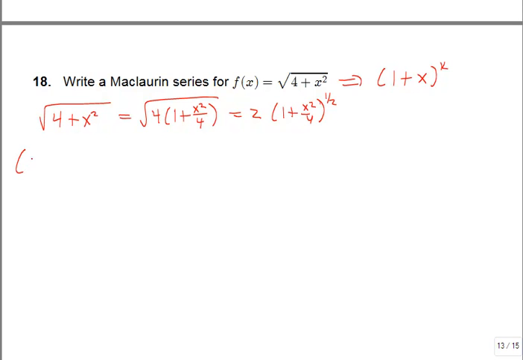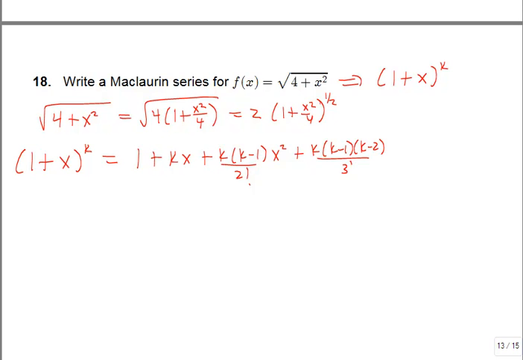So here was the formula we just generated in the last example. The power series for a binomial, (1 plus x) to the k, is 1 plus k times x plus k times (k minus 1) over 2 factorial times x squared plus k times (k minus 1) times (k minus 2) over 3 factorial times x cubed, and so forth. So now what we want to do is come up with the power series for 2 times (1 plus x squared over 4) raised to the 1/2.